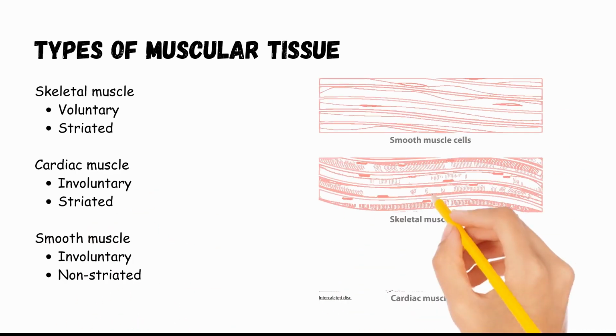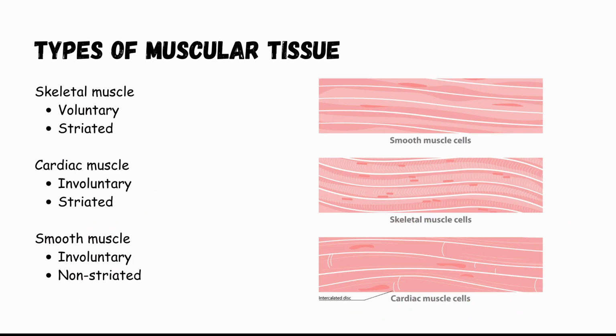Skeletal muscle is voluntary and attached to bones. Cardiac muscle is involuntary and found only in the heart. Smooth muscle is involuntary and found in organs like intestines and blood vessels. Each type is structurally and functionally different.